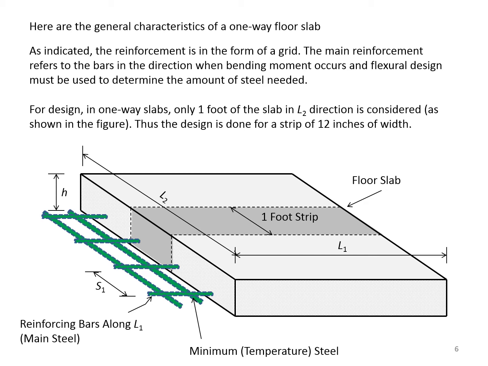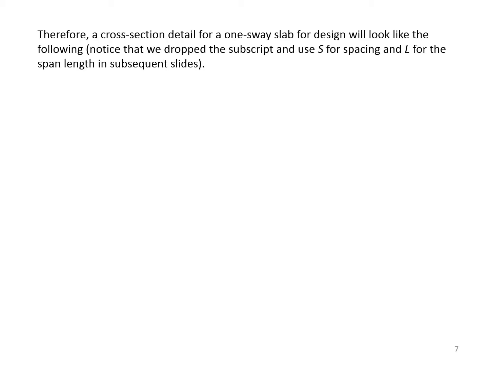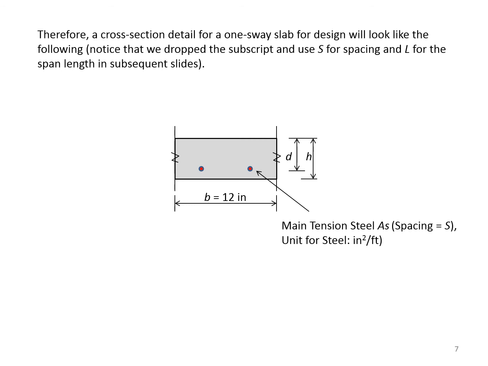Notice that now in this figure, in the L2 direction, we have shown the bars designated as minimum steel. Sometimes it is also called the temperature steel because they are used to prevent cracking because of the variation in temperature. A cross-section detail for a one-way slab, therefore, for design will look like the following. Notice that we dropped the subscript and use S for the spacing and L for the span length in subsequent slides. The main tension steel AS has a spacing of S and it has a unit of square inches per foot. And B is always equal to 12 inches.